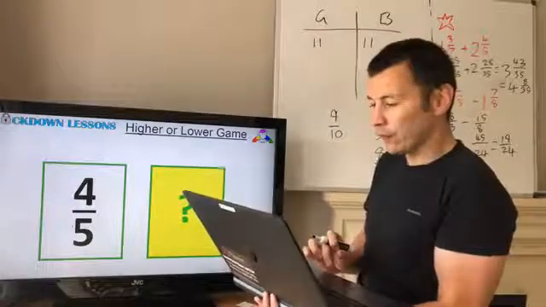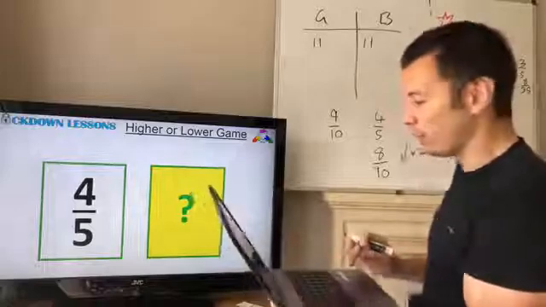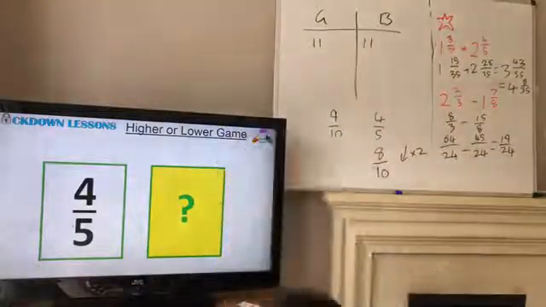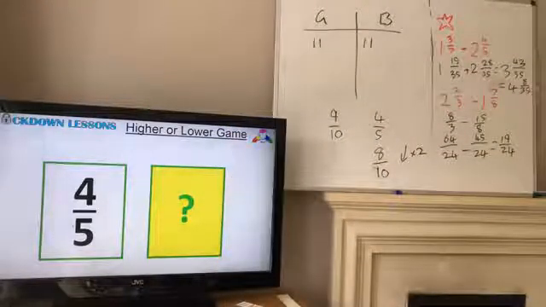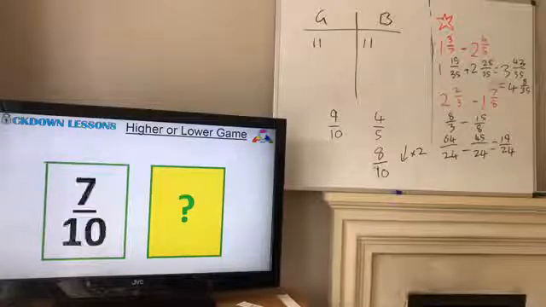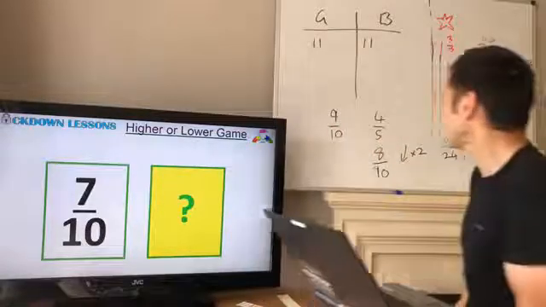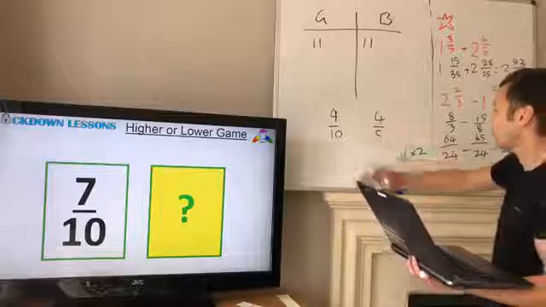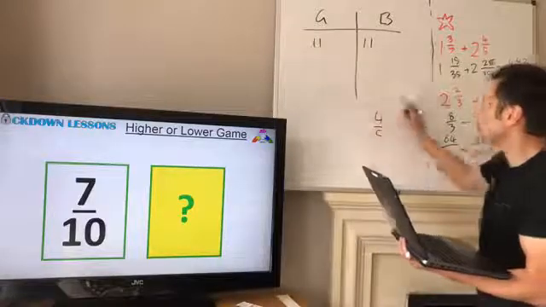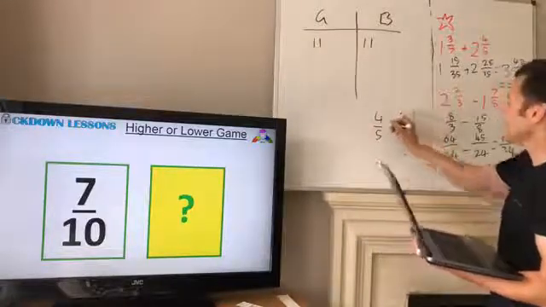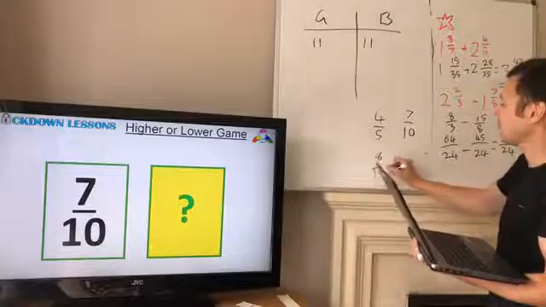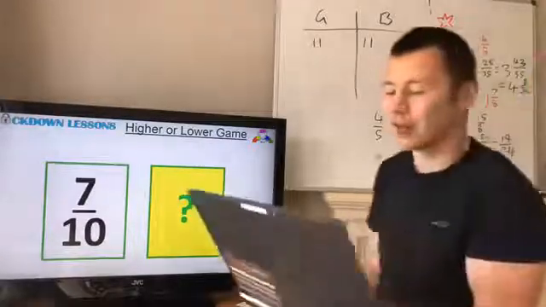Okay, lower than 4/5. We've got one for lower than anyone else for the boys. Lower than 4/5, doing really well so far. Lower than 4/5 for the boys. 7/10. Is 7/10 lower than 4/5? I'm not so sure. So we've got 4/5, 7/10. Well, we know that 4/5 is 8/10, don't we? So it is lower, only just lower.